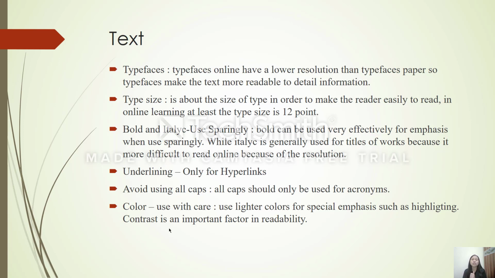And then the third part is bold and italic used sparingly. So bold can be used very effectively for emphasis when used sparingly, while italic is generally used for titles of works because it's more difficult to read online because of the resolution. And then the next part is underlining. So underlining is only for hyperlinks. So if we want to make a hyperlink, we use this part.